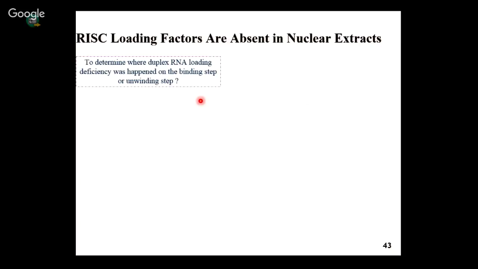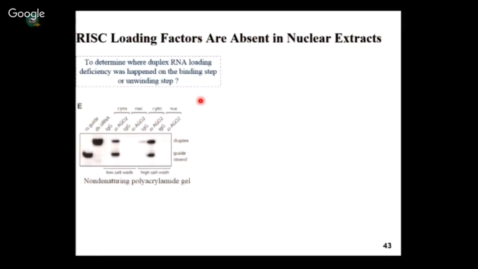Small duplex RNA loading involves an initial step when the duplex first binds to the RISC, and then an unwinding step when the passenger strand is removed. To determine the limiting step, whether it's binding or unwinding, in nuclear loading, they performed in vitro AGO2 loading assays under condition. They can discriminate between the duplex siRNA or single-stranded guide RNA bound to AGO2.